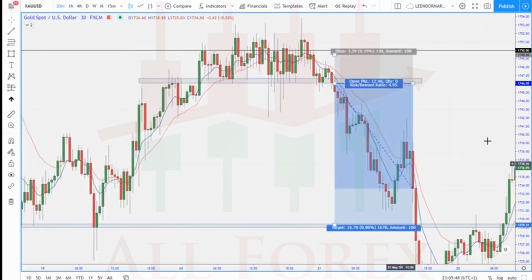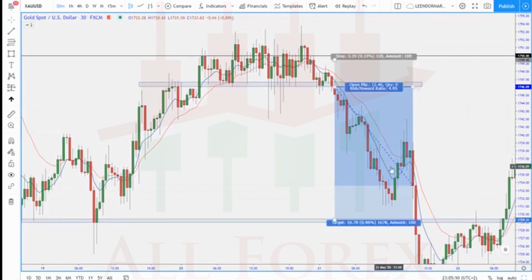So this would have been a beautiful trade. If you look at it, 300 pips to 1,600 pips, that's a beautiful risk to reward ratio. So I'm risking 3.39 and my target is 16.78. So my risk to reward would have been 3 to 16. So I'm risking 3 pips for 16 pips, which is quite beautiful. So I would have risked that amount to get that amount.